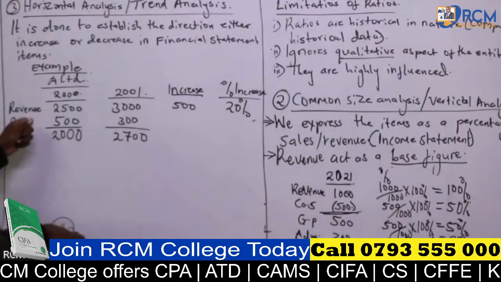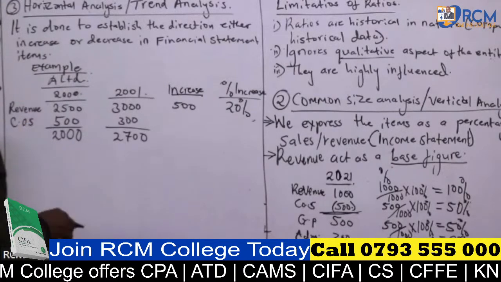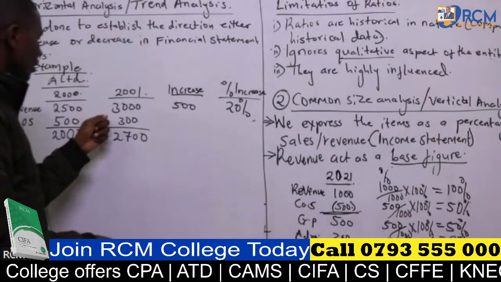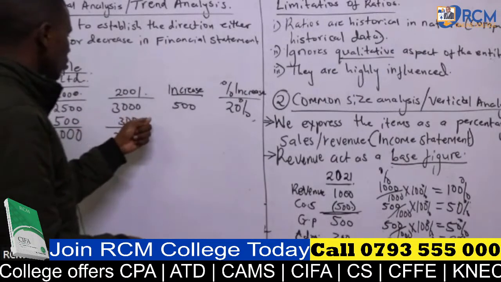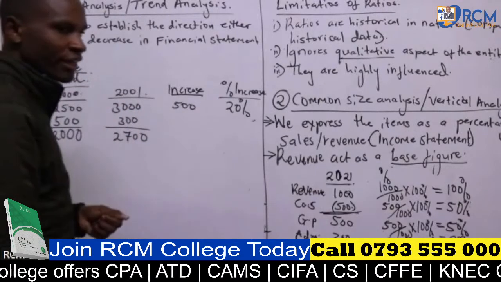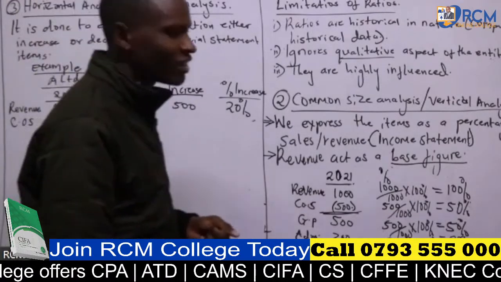Let's go to the next one. Cost of sale. What happened to the cost of sale? This is the cost of sale that we had at the start, 500. And then in the year 2001, we had 300. Was there an increase or a decrease? This is very interesting.